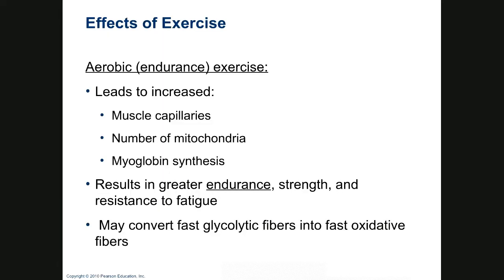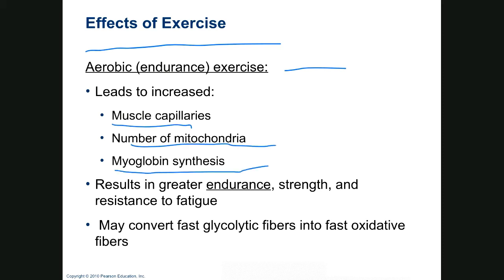Okay, effects of exercise. Aerobic or endurance exercise, such as running, leads to more muscle capillaries, increased number of mitochondria, increased myoglobin for oxygen storage. It results in greater endurance, strength, resistance to fatigue. You may change your fiber type until where you have faster oxidative fibers.